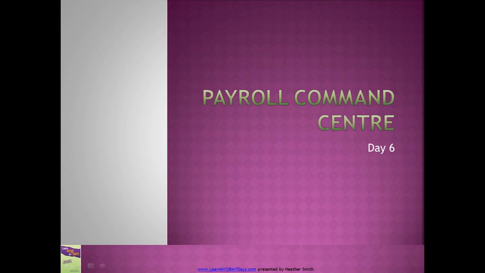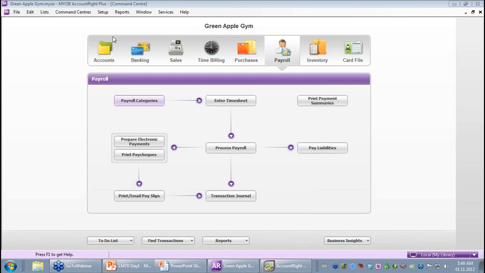So let's have a look at the Payroll Command Center. I'll just swap my screen over. And now you can see the Payroll Command Center. Here I have the flow chart of all the different areas in payroll, and you can see categories, timesheets, process payroll, transaction journals, preparing payments, paying liabilities. The first step of the payroll is to actually set up the payroll.